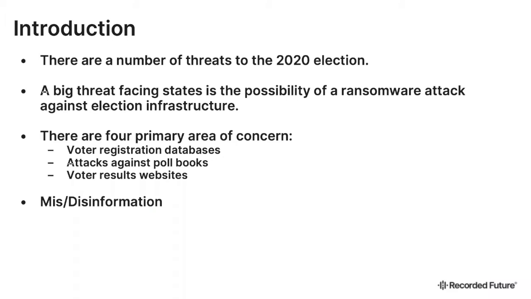So we know that there are a number of threats to the 2020 election, which is now just a few days away, although technically it's been ongoing for a couple of months as early voting has really picked up a lot. One of those threats is the possibility of a ransomware attack against election infrastructure. We're going to look at three different threats today: voter registration databases, poll books, and voter results websites. But we're also going to talk a little bit about misinformation and disinformation, because that plays a big part in some of the threats that we're talking about.